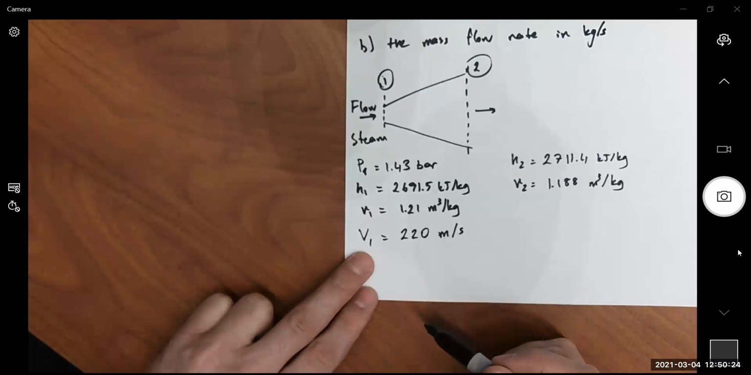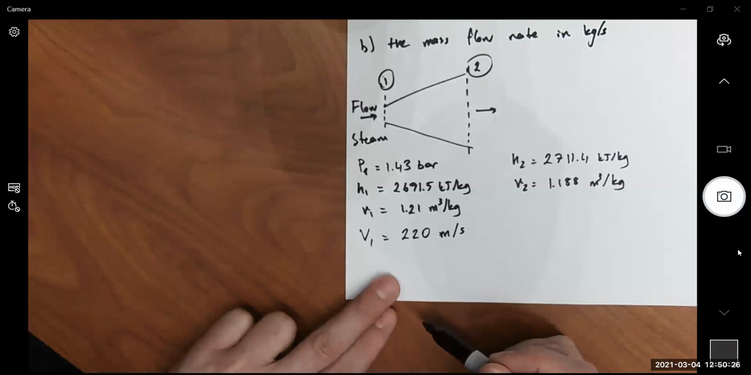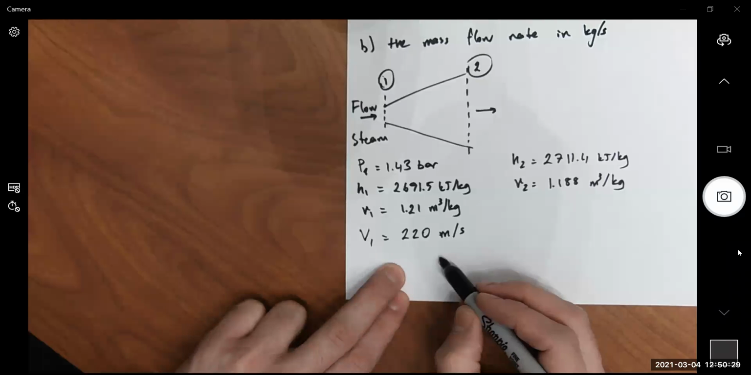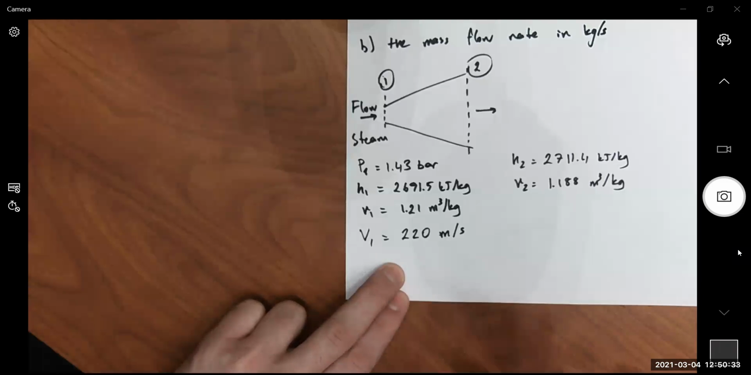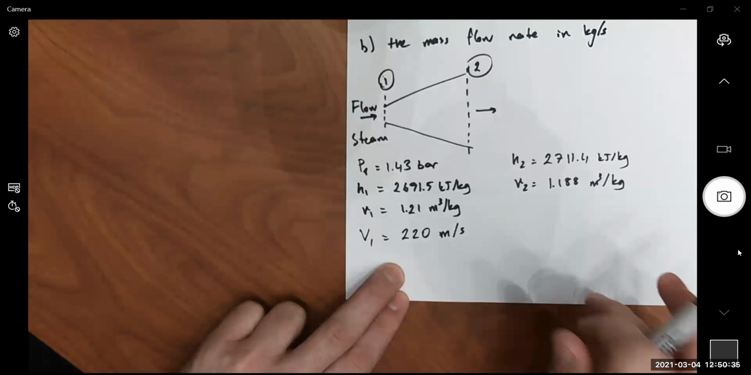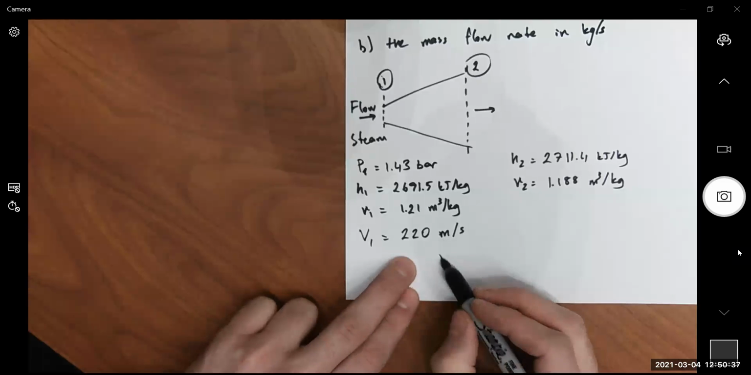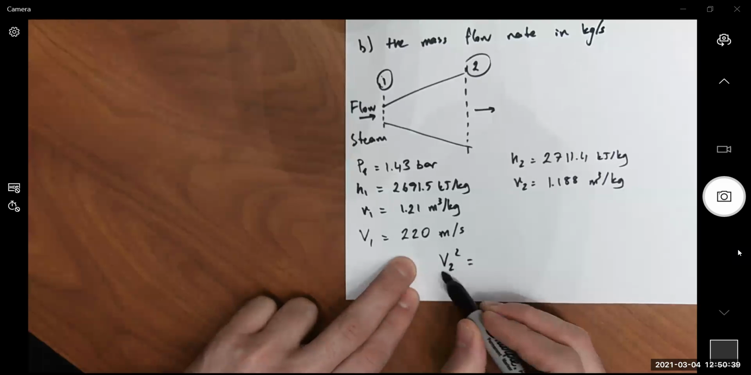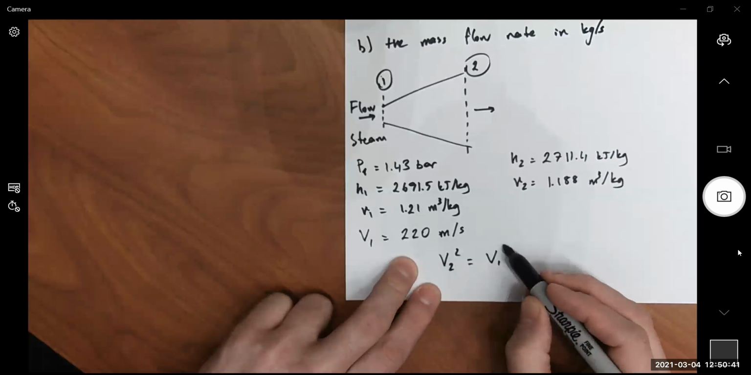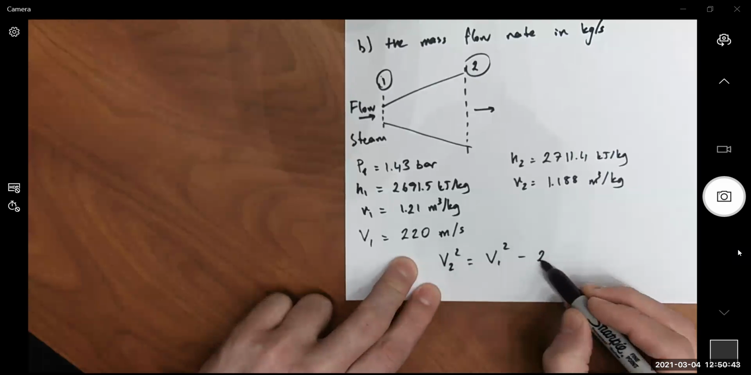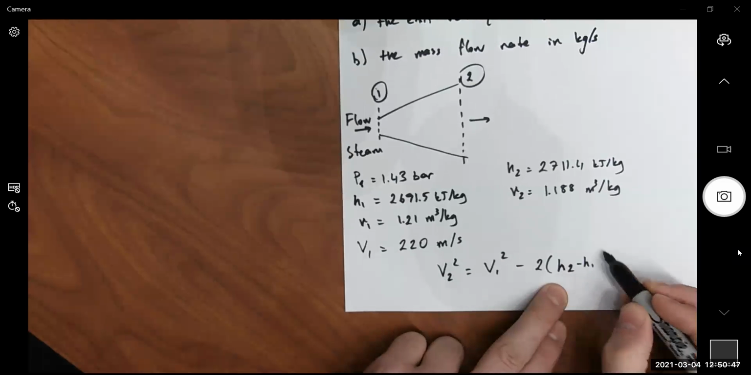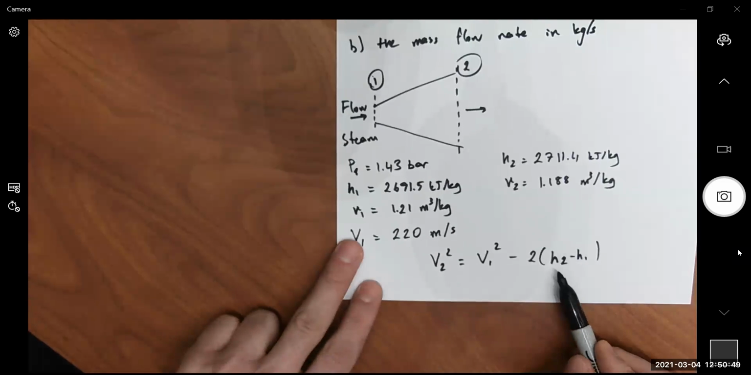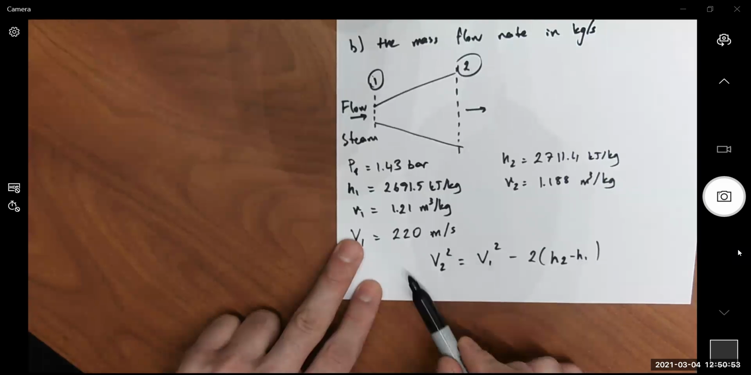From the first law of thermodynamics, after eliminating the terms we can neglect for this particular problem, we are left with exit velocity squared equals velocity at the inlet squared minus 2 times the enthalpy difference. I know my enthalpy at the exit and the inlet, and I know my velocity at the inlet, so I can find my exit velocity.